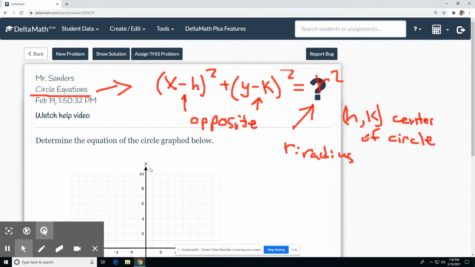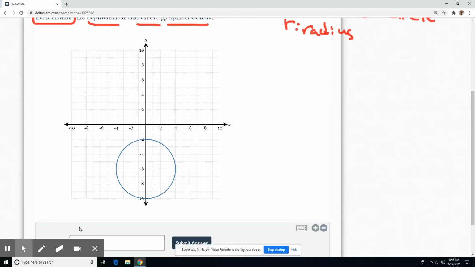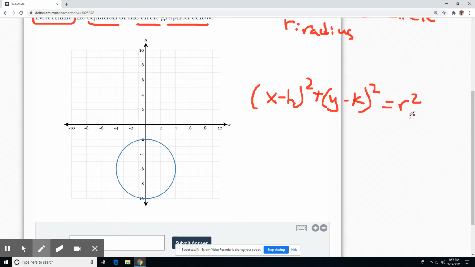Okay, so determine the equation of the circle, and it's going to be graphed below. Okay, so what's the equation here? All right, so I'll just go ahead and rewrite it. X minus h, do you have it memorized yet? Squared plus y minus k squared equals r squared. What does this look like? Do you remember something that something squared plus something squared equals something else squared? You can kind of remember it looks like the Pythagorean theorem to help you with this.